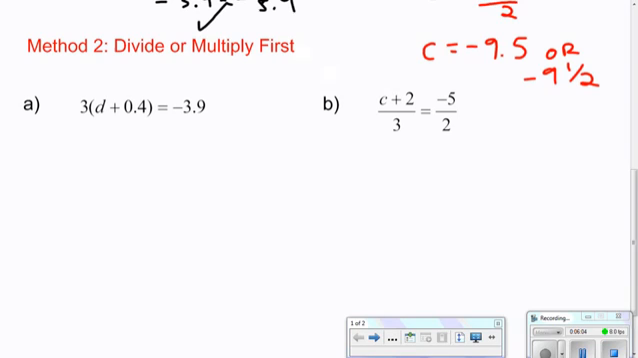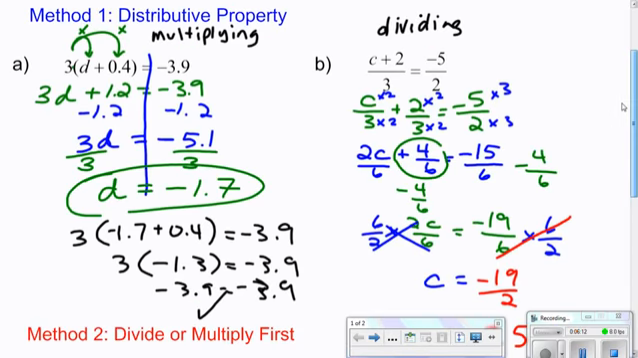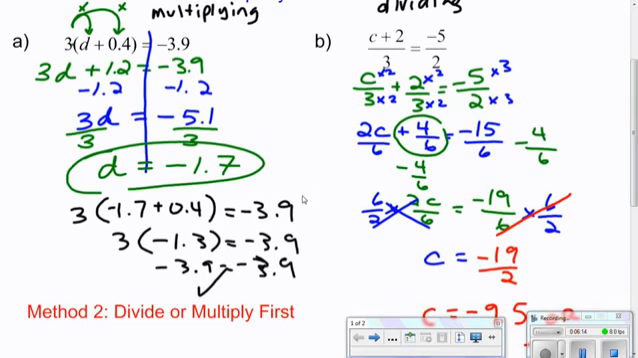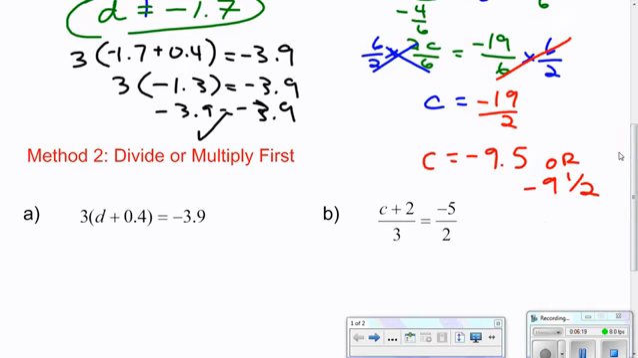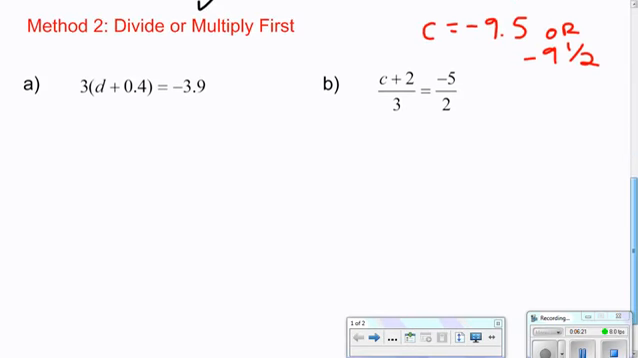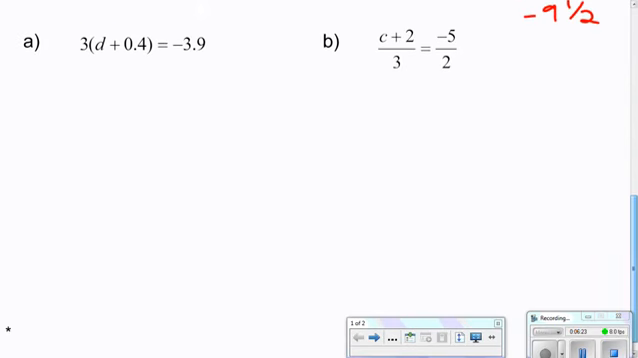So you really have to start being able to differentiate between when you should distribute and when you shouldn't. These are the exact same examples as in the first, so we know what answers we're trying to get: negative 1.7 and negative 9.5. But I'm going to show you a different way of doing this that you may or may not like better. Again, it's a preferential thing, but there will be some instances where one method is substantially easier than the other. So this is like 3 times (d plus 0.4).